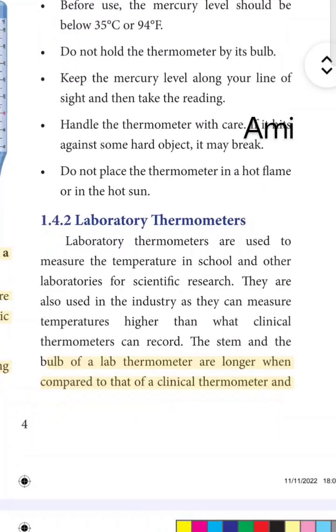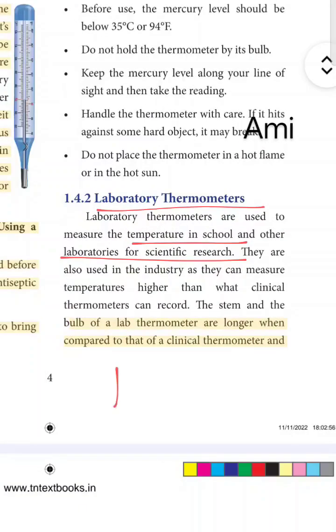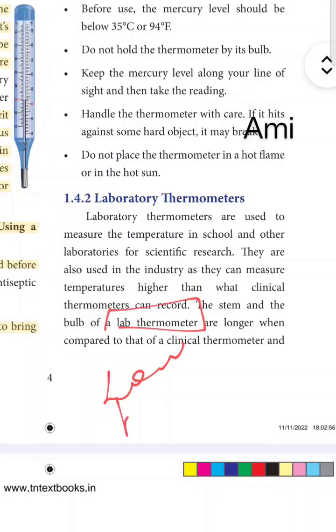The next category of thermometer is the laboratory thermometer. These are used to measure the temperature in schools and other laboratories for scientific research. As the name suggests, it is generally used in labs, hence it is known as a laboratory thermometer. The difference between laboratory and clinical thermometers is that clinical thermometers generally have a low range, whereas laboratory thermometers have a high range of temperature measurement.